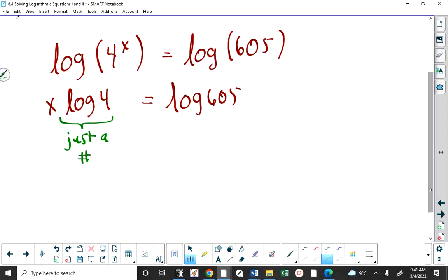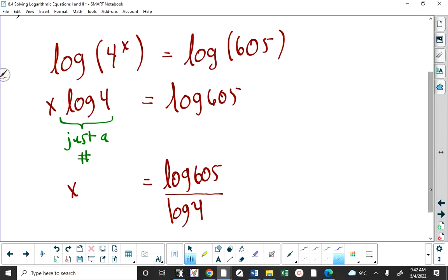That's all it is. So if you had an equation that said 3x equals 12, you divide both sides by 3. Here we're saying log of 4 is being multiplied by x. So to get x by itself, we take log of 605 divided by log of 4. And that's the answer.